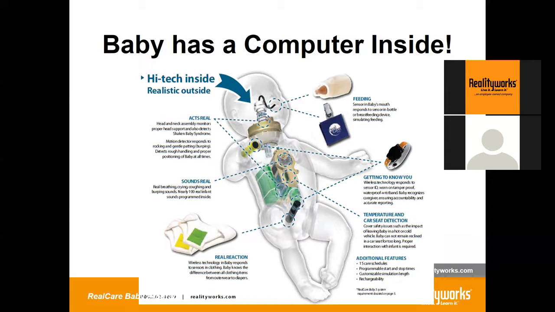So what this computer does inside is it helps make the simulation experience as realistic as possible. You can see that in the head and neck, those actually have to be supported. If they're not supported or if shaken baby occurs, those sensors in that neck will actually be able to record if that's happening. Inside baby's mouth, there is a sensor so it knows if you're physically putting the bottle to its mouth. Inside the diaper there are different sensors in a green patch versus a yellow patch, so it actually knows if the student physically changed the diaper.